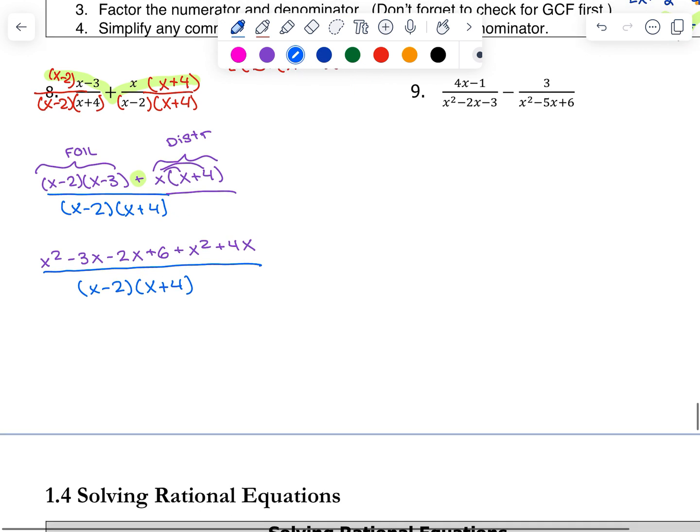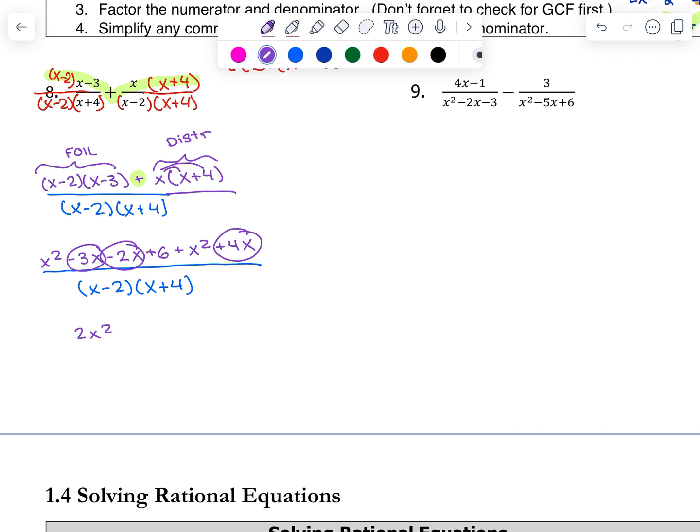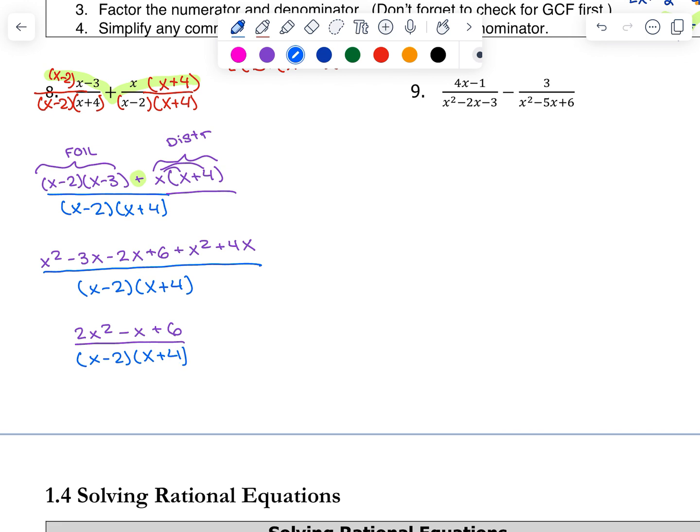The numerator, I'm still simplifying. X squared and x squared is a 2x squared. Negative 3x, negative 2x, and a positive 4x. If I go ahead and combine those, that is going to give me just a minus x. And then the plus 6 is by itself. I'm going to keep the denominator factored. Now I'm going to factor the numerator.